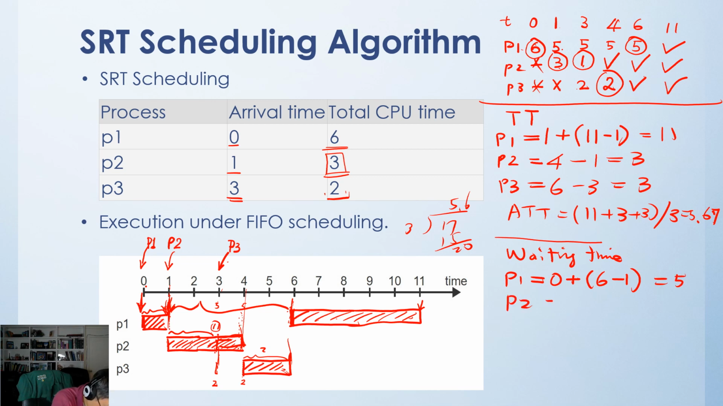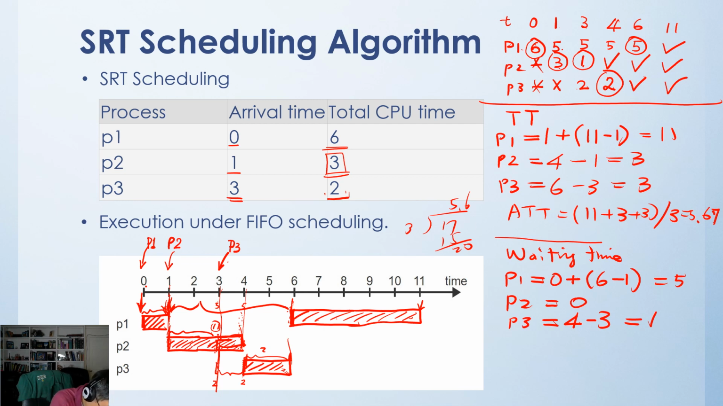And P2, let's see, P2 arrived at time 1, right? And immediately gets the CPU at time 1. So the waiting time for P2 is 0. That's good, right? P3 arrives at time 3, but waited for 1 time unit after P2 completes. It gets the CPU at time 4. So P3 waited only 1 time unit.